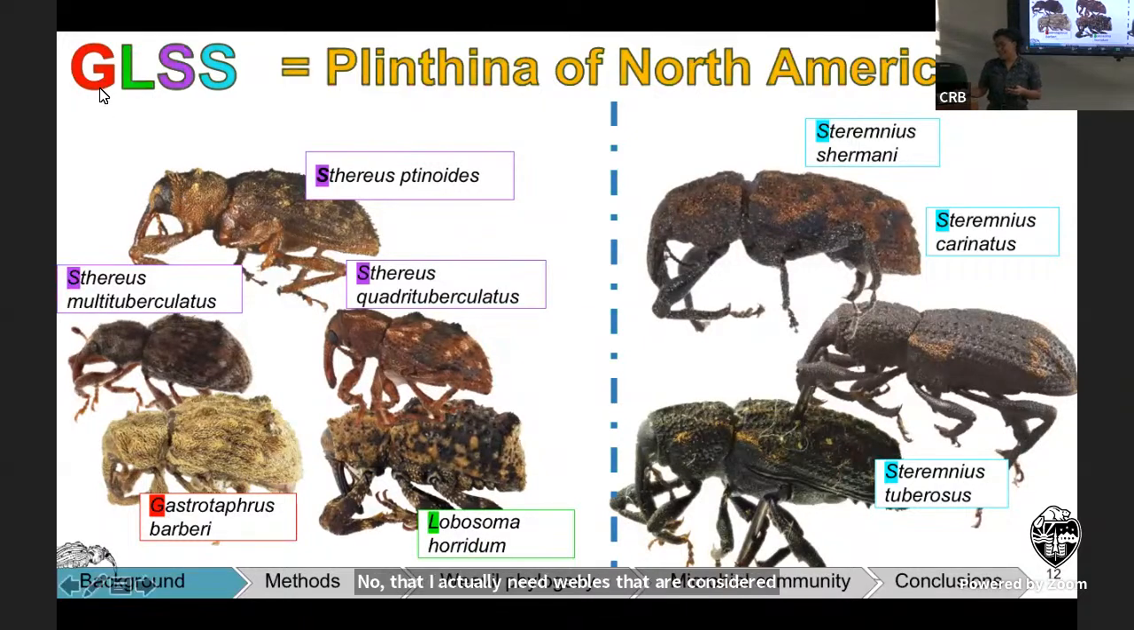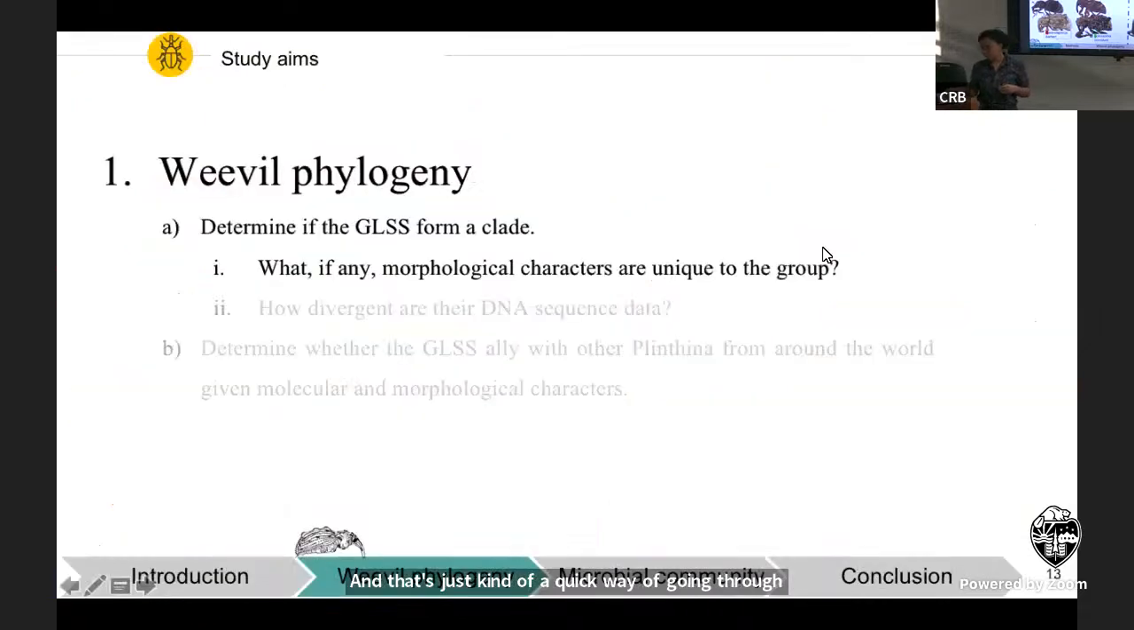And that's just a quick way of going through their genus names: Gastrotaphrus, Lobosoma, Asterias, and Stromnius. GLSS. Okay, so my first study aim that I want to talk about today.